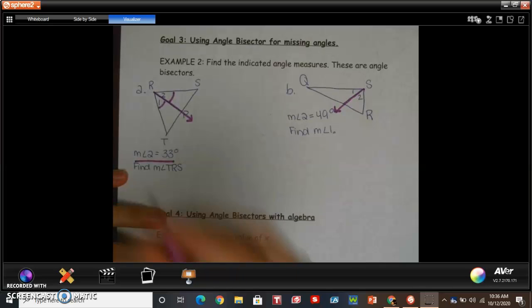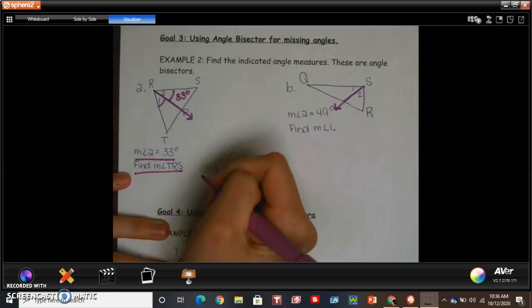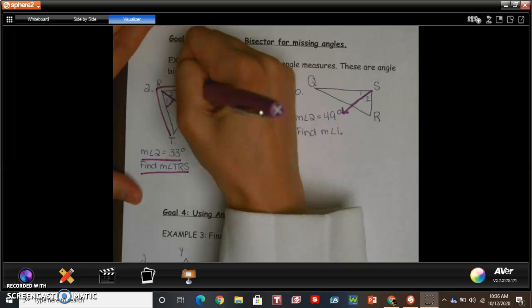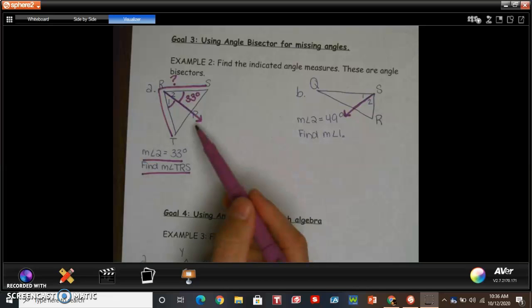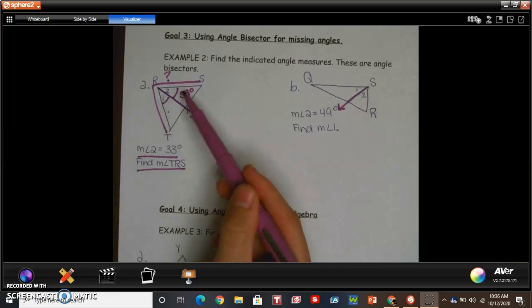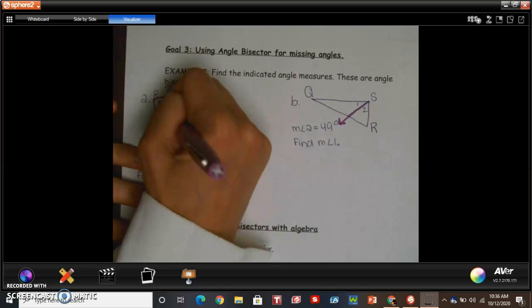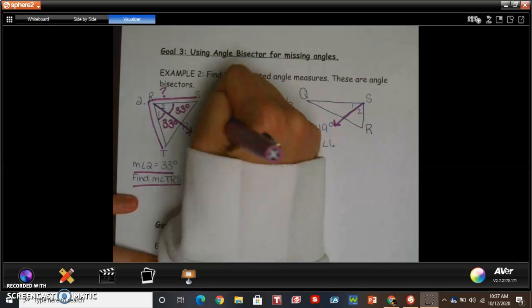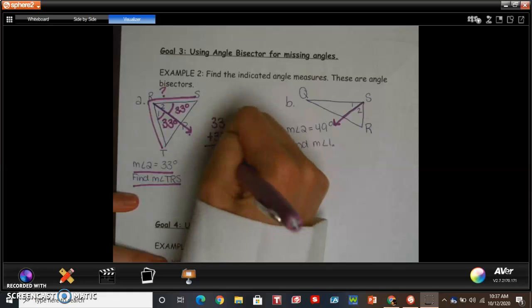We know that angle 2 is 33, and they want to know what is the measure of angle TRS. So TRS. They want to know this entire thing. Now remember, if this is an angle bisector, that means 1 and 2 are the same. So if 2 is 33, 1 is also 33. Then how can I find what the whole entire thing is? Well, let's add it together. So we'd say 33 plus 33, and that gives me 66 degrees.